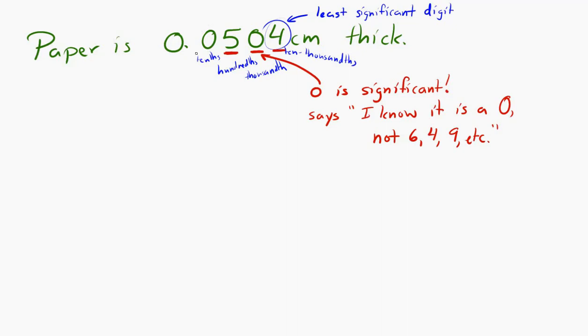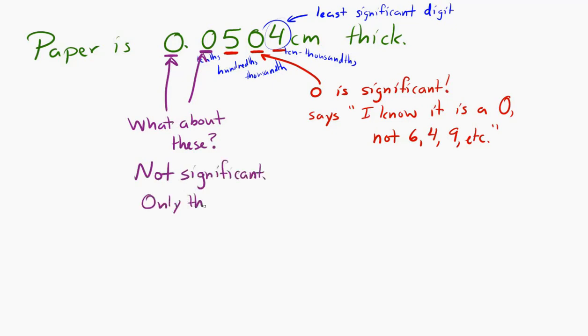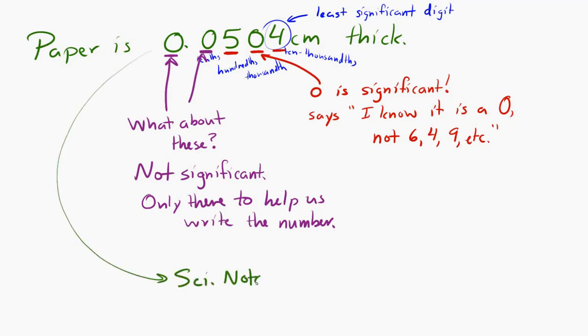Now, what about these zeros at the beginning? Well, yeah, we know that 0 belongs there. You shouldn't have a 2 or a 5 or a 9. But are they significant? No. They're just holding the decimal place there, so we can write the number in this way. And if that's confusing, then rewrite the number in a different way. Rewrite it with scientific notation. If you did, it would be 5.04 times 10 to the minus 2 centimeters. And if you look at that, there's 3 digits reported. Yeah, there's the times 10 to the minus 2, but that's just telling you the decimal place. The 5, the 0, and the 4 are the significant digits.